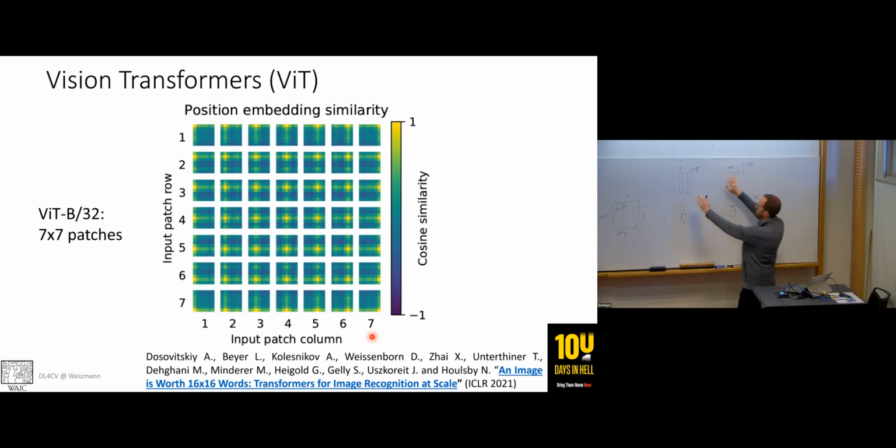And if we ignore the information from the image and we only look at this position encoding, and now we look at the correlations between them, this is what we see. Okay?